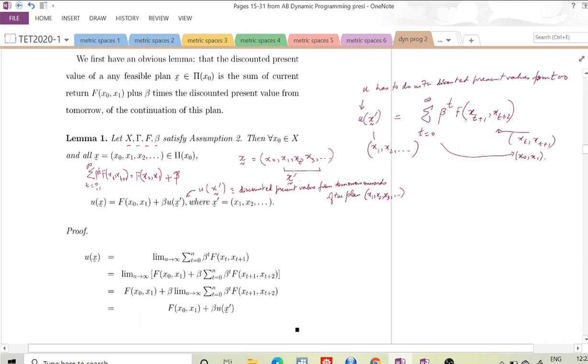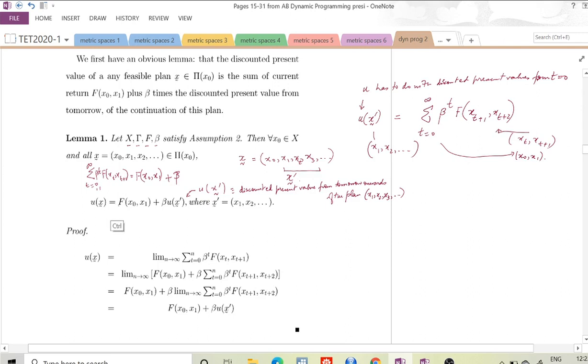It's really another way of saying that, look, after time 0, I've arrived at time 1, but now when I stare into the infinite horizon, what do I have? It's like I'm at time 0, but the initial state is x1. Okay? And I'm doing this summation.